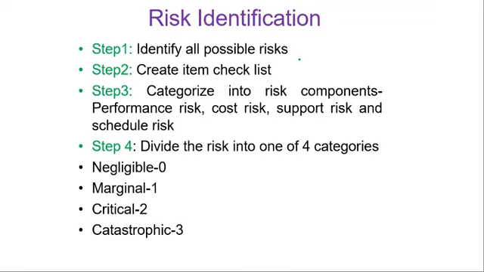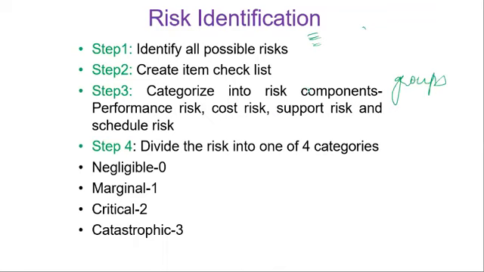Now, when you know the different risks, you're also going to make a list of all the risks. Then the next step is to categorize them into risk components: performance risk, cost risk, support risk, and schedule risk. Now, here you've got a number of risks, and these need to be categorized into different groups. That is, if there's a performance risk, that risk needs to come below this. Then cost risk needs to come below here. So these are all the groups into which you're going to categorize these risks.